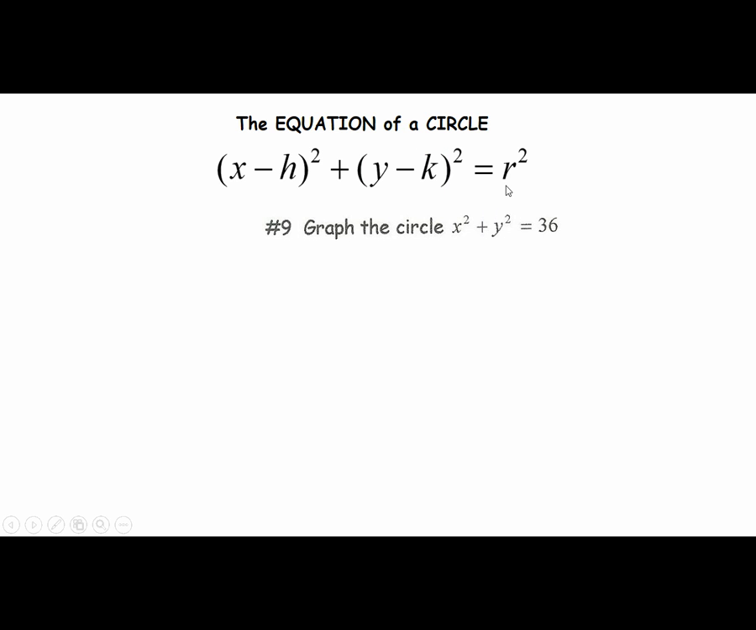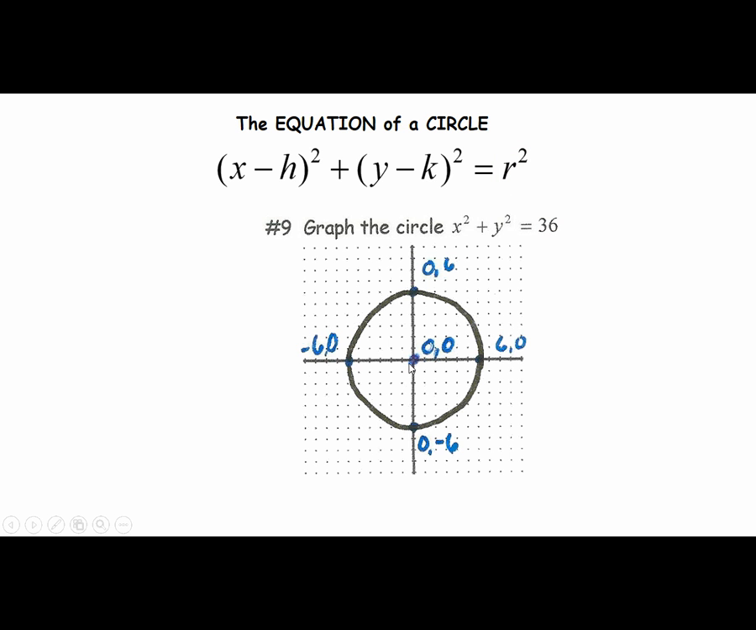Now, the radius is supposed to be squared. Here it says 36. That's not the radius. The radius isn't 36. We'll have to take the square root of 36 to find the radius. If you do that right, you get a radius of 6. So this is supposed to be a circle with a center at 0, 0, and a radius of 6. So if you were to graph that, you start at 0, 0, count 6 units up, down, left, and right, and sketch in a circle.